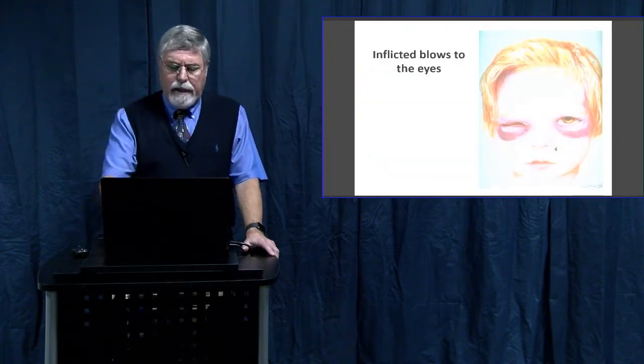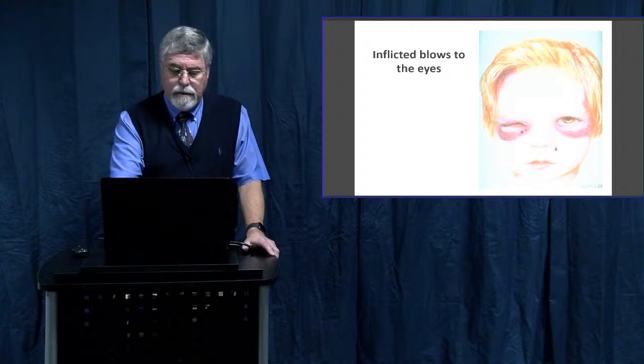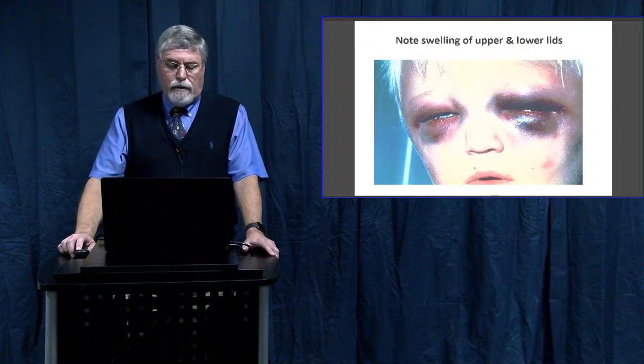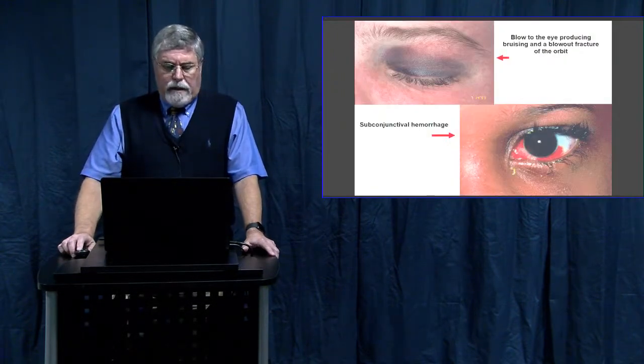This is what it'll look like in a schematic form with direct blows to the eyes, as opposed to if they have a hit to the forehead, and then by gravity some of the blood will come down underneath the eyes but not involve the upper lids. So this is what it'll look like in real life. This is another direct blow to the eye type injury.